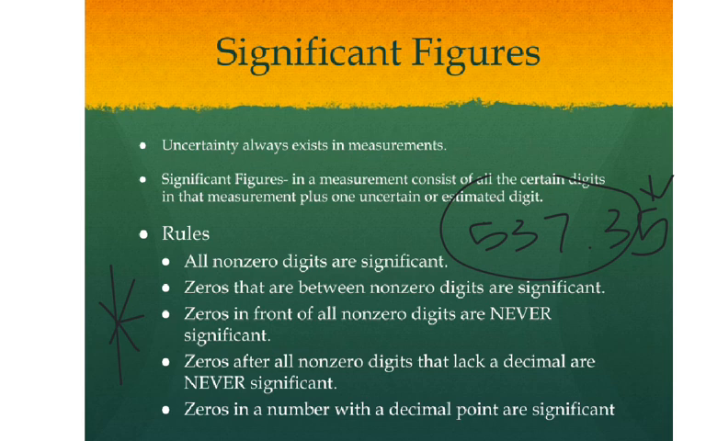All right, so here are the rules I want you to know. All non-zero digits are significant. Non-zero digits, numbers 1 through 9, are all significant, meaning you always include them as a sig fig.